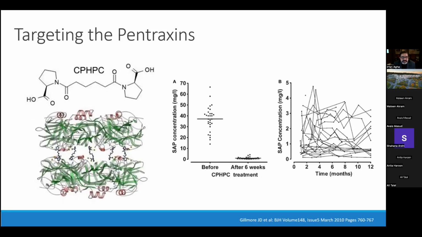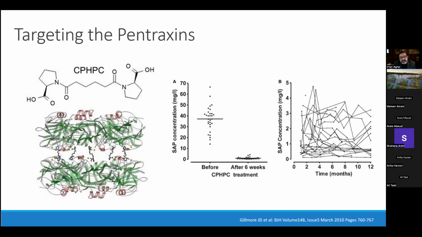Targeting the pentraxins is the next step that we have looked at in AA amyloid. So the two pentraxins that everybody is familiar with are C-reactive protein and the serum amyloid protein, SAP. This CPHPC molecule, it's now called miridesap, is actually a molecule that saps up serum amyloid protein, no pun intended. And the serum amyloid protein concentration in the circulation drops significantly when they're exposed to CPHPC.